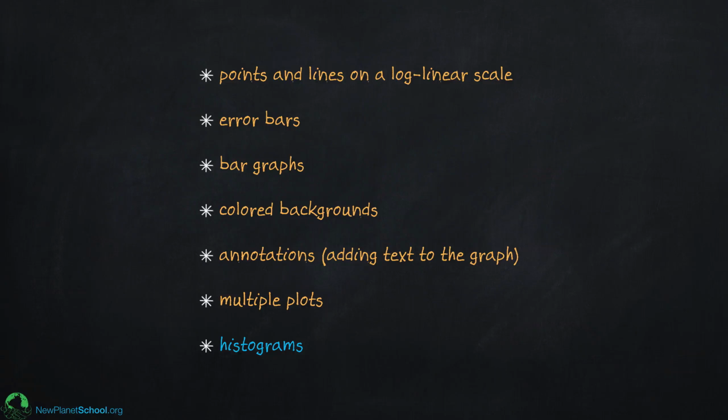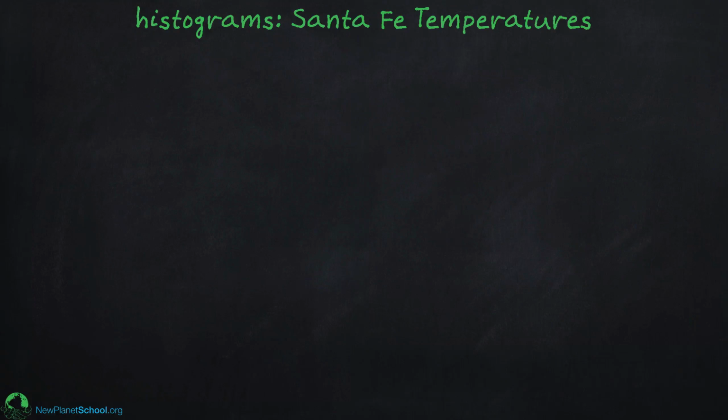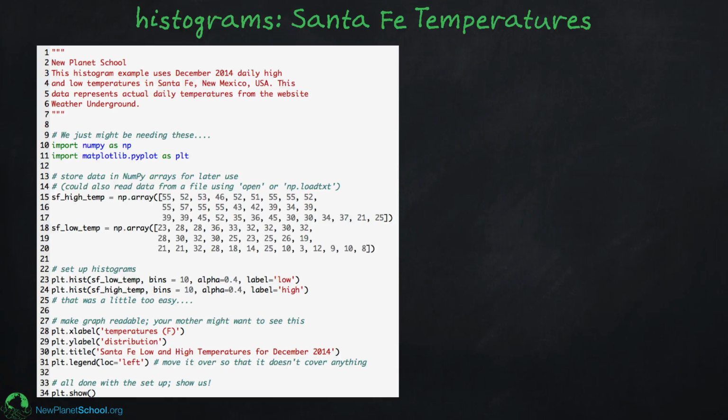Let's do histograms. Okay, histograms. So in this example, I used the temperatures in Santa Fe as an example. Put a nice comment at the top to remind you what you did and bring in those very useful libraries. This is a very simple example. I went out to Weather Underground and grabbed some data from there. I looked at the December 2014 high and low temperatures in Santa Fe, New Mexico, and I simply typed them into a set of NumPy arrays. And so these are the high temperatures, and these are the low temperatures. Pretty simple.